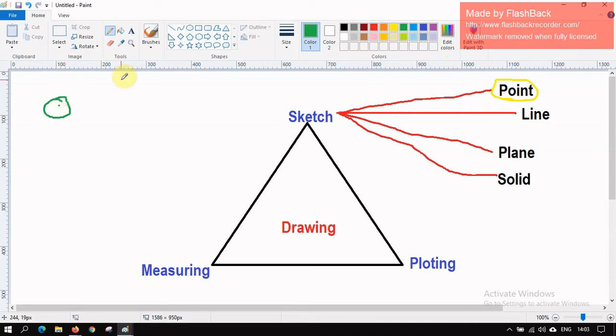Fine. Now after a point, what next can you draw? If you accumulate or combine every point, one after one after one, what will you get? A line. You will get a line. Very good, you will get a line.